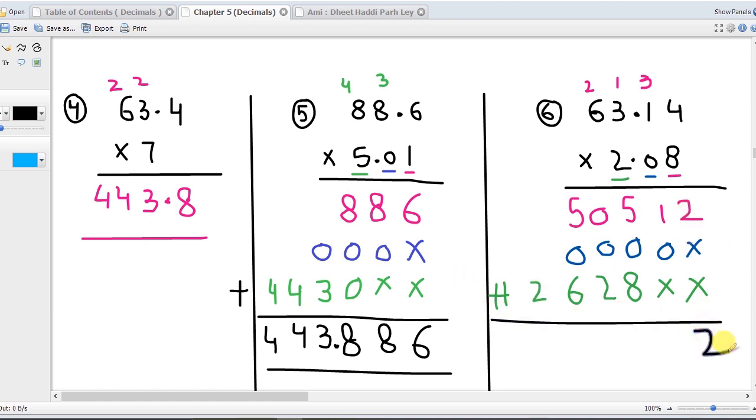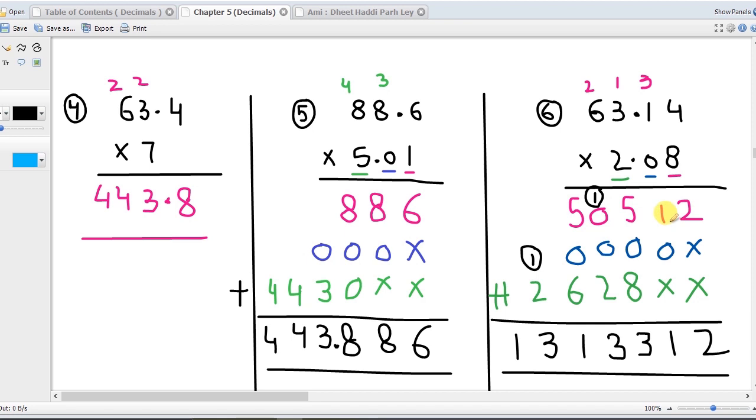So simply add these numbers. This will give you 1. 8 plus 5 is 13. 1 carry. So this carry should be written here. Why? Because we are adding these numbers. 1 plus 2 is 3. 5 plus 6 is 11. 1 goes on carry. And 1 plus 2 is 3. And over here we have 1. So this is our answer.